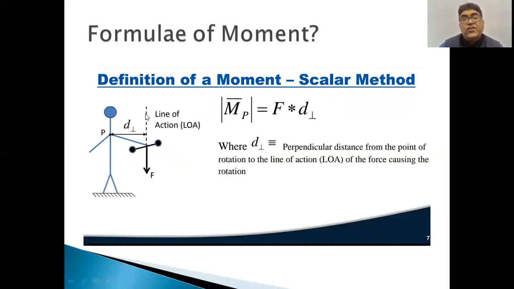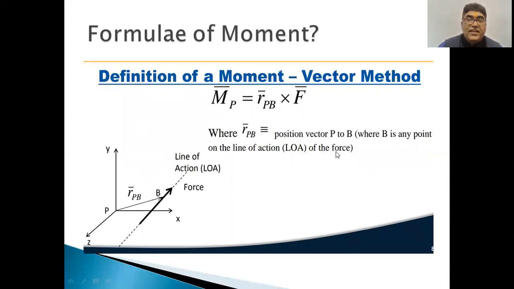If we know the line of action of the force and the point where we have to calculate the moment, point P, then we have to drop the perpendicular. The perpendicular is the shortest distance from any point to the given line. This line of action is the force, and the perpendicular distance is the distance between point P and this force. So this is the scalar formula.